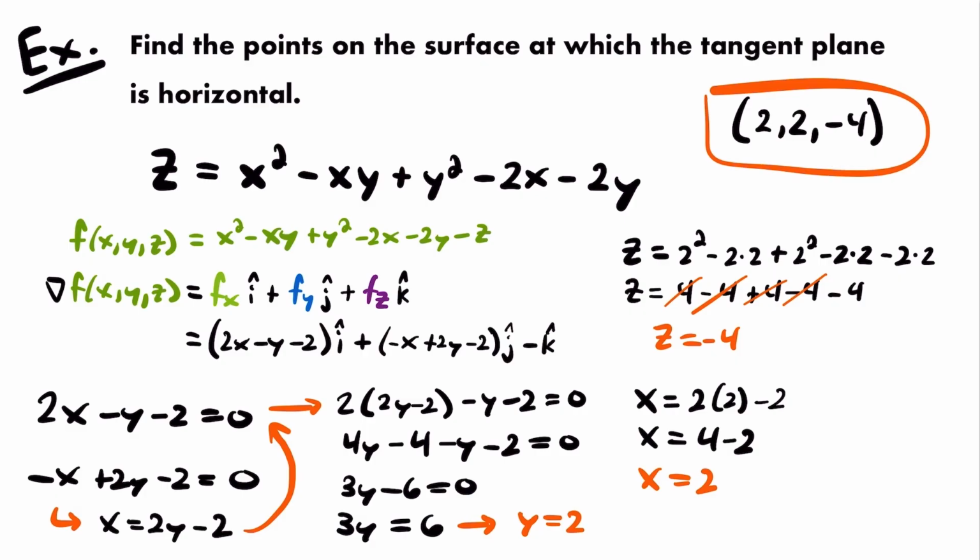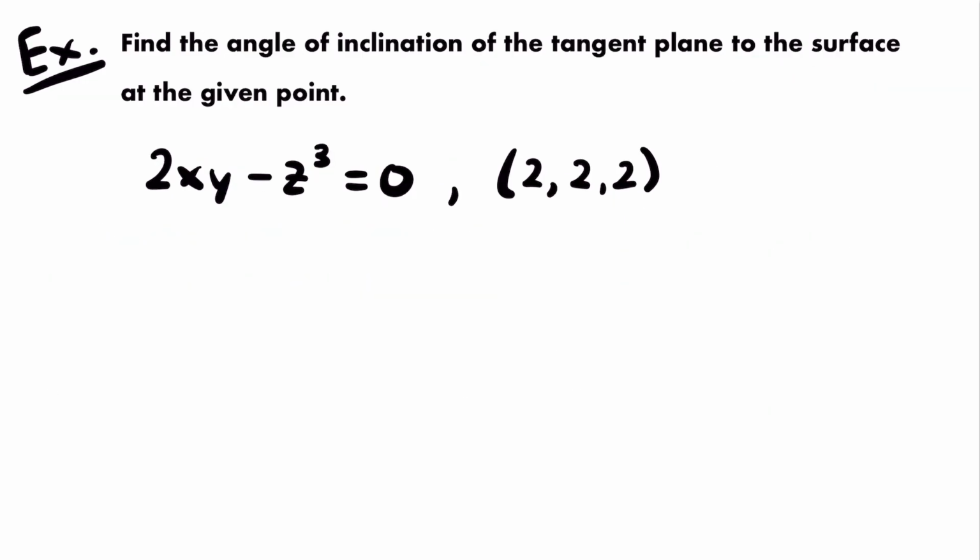Okay, let's take a look at a different example. Here we want to find the angle of inclination of the tangent plane to the surface at the given point. And our surface is 2xy minus z cubed equals 0, and the point is (2, 2, 2). Okay, so to find the angle of inclination of a tangent plane to a surface, you have to remember what that means, and it's just referring to the angle between a tangent plane and the xy plane.